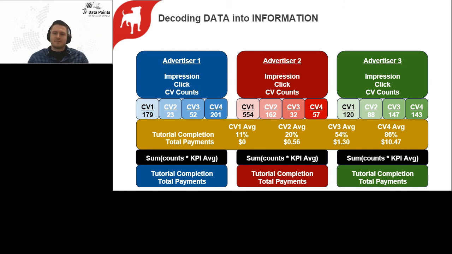So a profile of conversion value 2 players. I then just have to go and look at the individual counts of each of these conversion values that the networks are returning. I can do a weighted sum of these, and I'll recover estimates of these KPIs that we use in traditional performance marketing, such as tutorial completion rate and total payments for each of these advertisers.